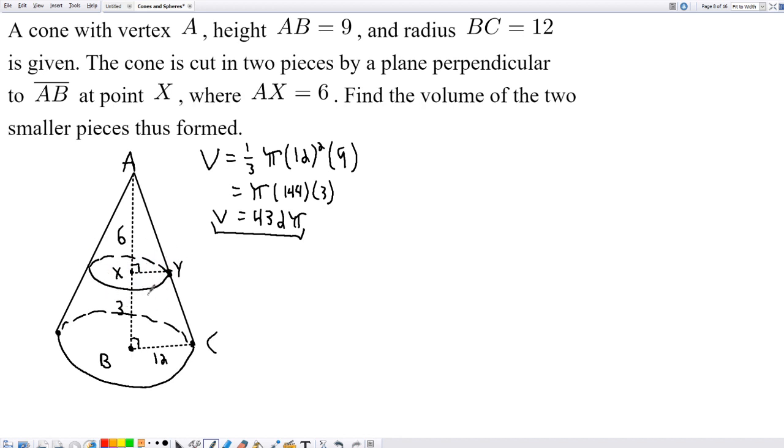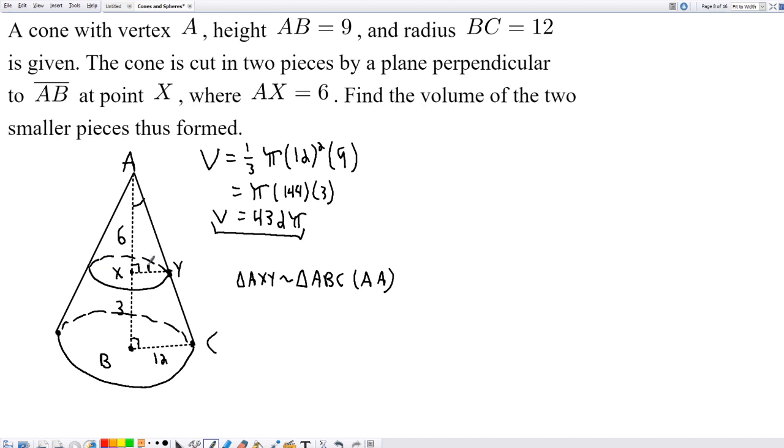Now, how can I find out what XY would be equal to? If you notice, we have two triangles, AXY and ABC. I can prove that they're similar to each other because they both have a 90-degree angle, and they both share this angle, BAC or XAY. They're both the same angle. So triangles AXY and ABC are similar due to angle-angle similarity, which means their sides are proportionate with each other.